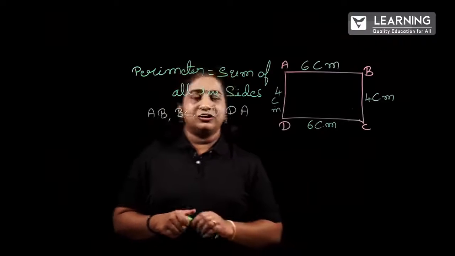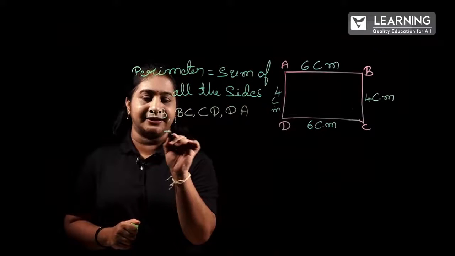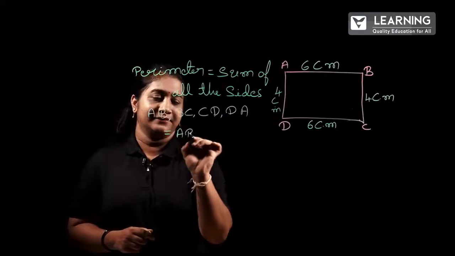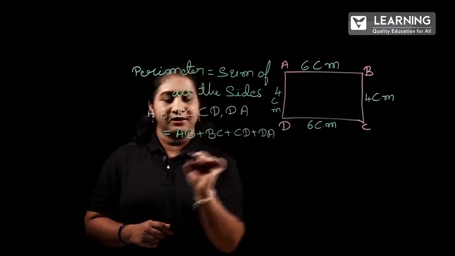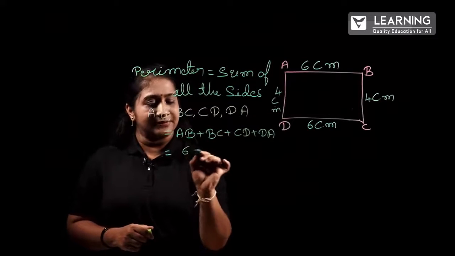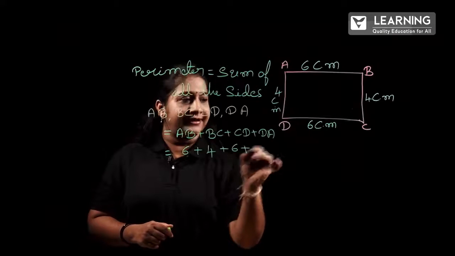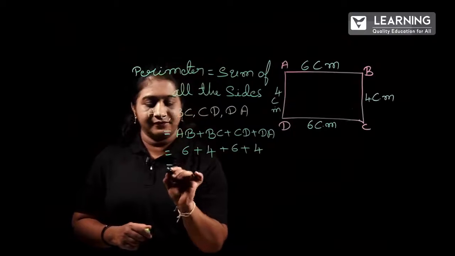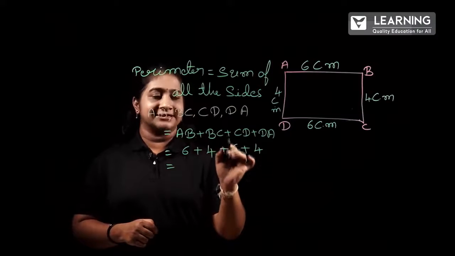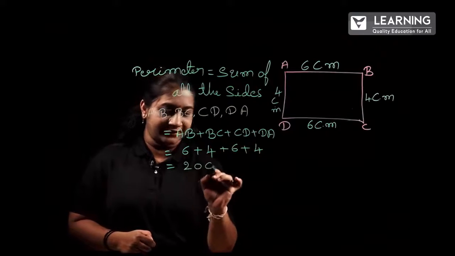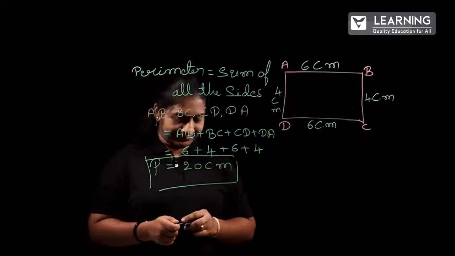So, we know the value of AB, BC, CD and DA, then we can easily find out the perimeter, that is AB plus BC plus CD plus DA. AB is 6 plus BC is 4 centimeter, CD is 6 centimeter and DA is 4 centimeter. So, 6 plus 4 is 10, 10 plus 6 is 16, 16 plus 4 is 20 centimeter. So, the perimeter is 20 centimeter.